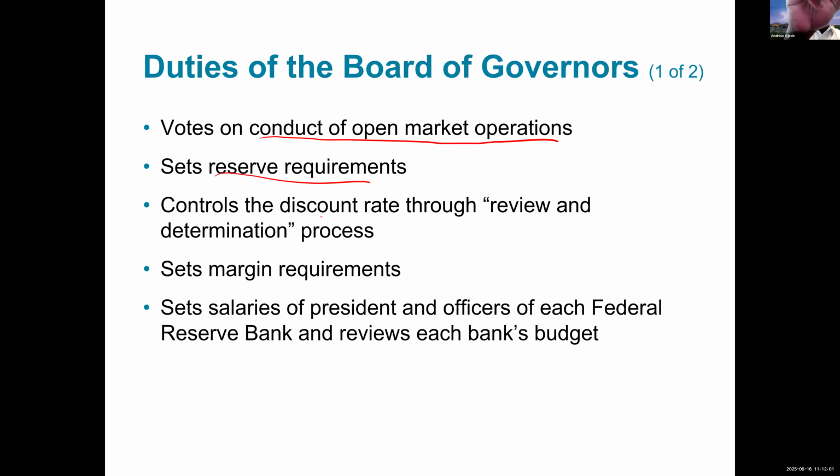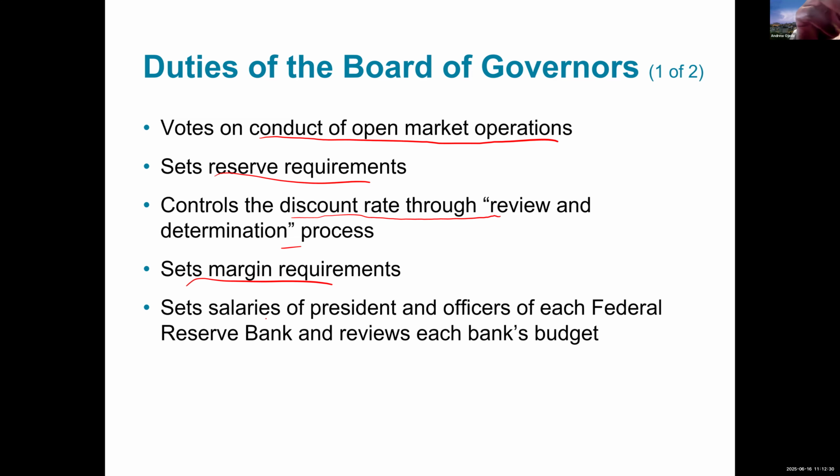And then they also control the discount rate through a review and determination process. So even though I told you that the discount rate, which is the interest rate that the Federal Reserve Bank charges when banks borrow from the Fed, is set at the district branch, like at the Dallas Fed, when the Dallas Fed sets its discount rate, it still has to send it to the Board of Governors in Washington, D.C. for review and ratification, okay? And then they set the margin requirements. I'm going to talk about margin requirements later in the chapters. Right now, you're not going to get it.